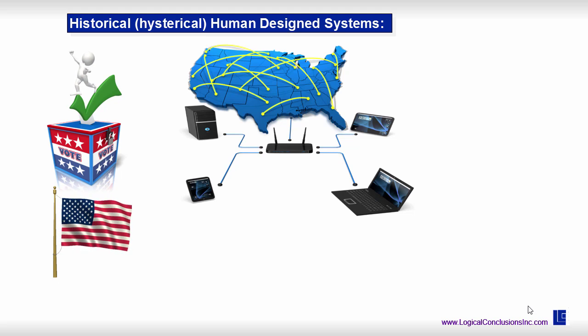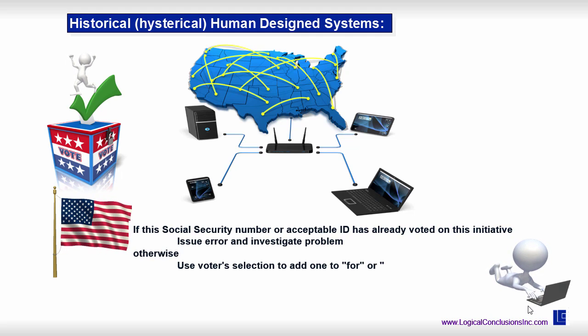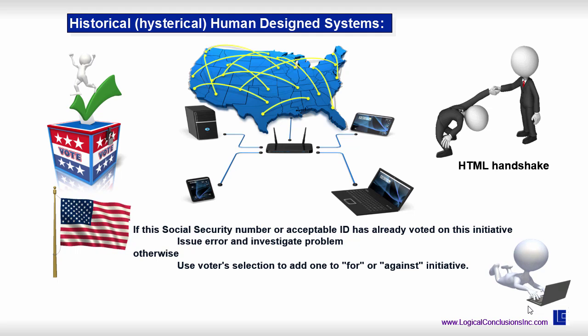I think it boils down to one line of pseudocode, an if statement. If this social security number or acceptable ID has already voted on this initiative, issue an error and investigate the problem. Otherwise, use the voter's selection to add 1, 2, for or against initiative. You could even easily write it in HTML, hypertext markup language. Notice I even know what the acronym means. There's also a special handshake that goes with it.